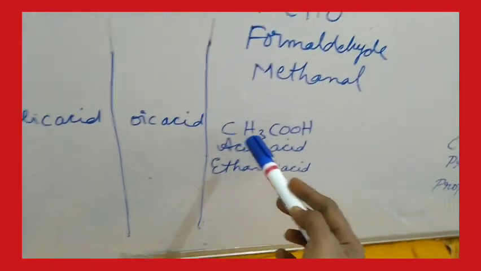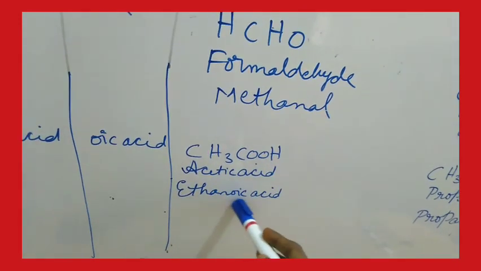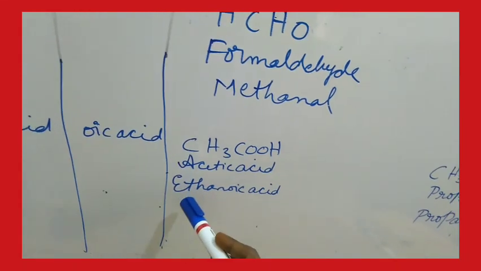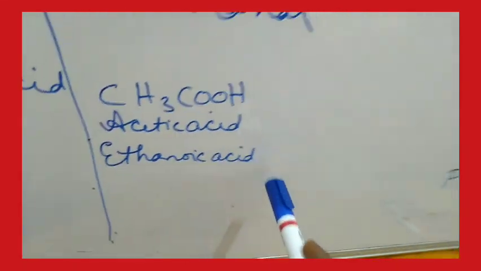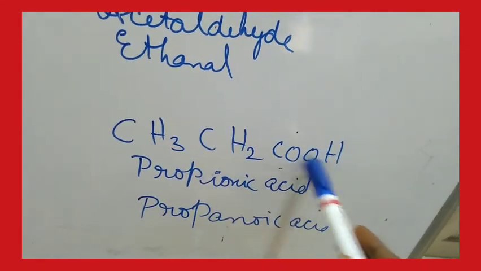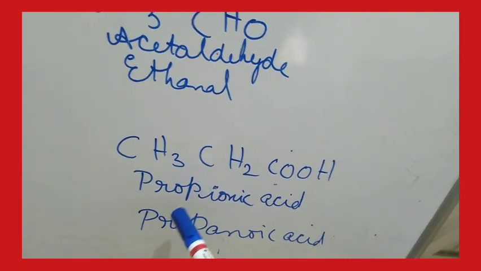CH3COOH, you call it acetic acid, and the IUPAC name is ethanoic acid, OIC acid. So ethanoic acid. One more example is CH3CH2COOH. How many carbons are there? 1, 2, 3. So it comes under the prop group.